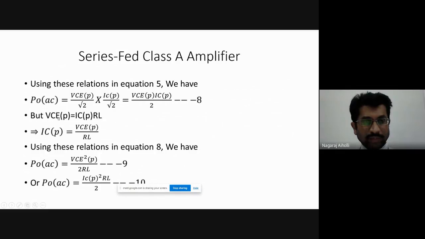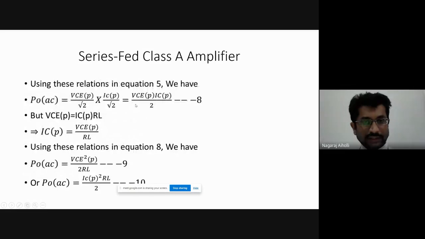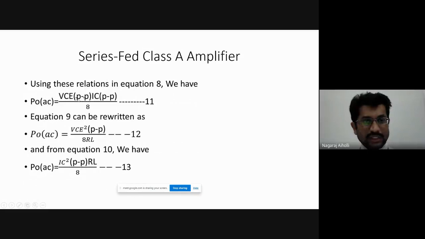Further, V is equal to I into R based on Ohm's law, and rearranging the terms, I is equal to V by R. Using these relations, again we rewrote equation number 8 as P naught AC is equal to VC square peak by 2 RL, and P naught AC is equal to IC square peak into RL by 2. Then using the peak to peak values, VCE peak to peak is 2 VCE peak, or VCE peak is VCE peak to peak by 2, and IC peak is IC peak to peak by 2. Using these equations in equation 8, the basic equation, P naught AC is equal to VCE peak into IC peak by 2. After substituting, we get P naught AC as VCE peak to peak into IC peak to peak divided by 8.